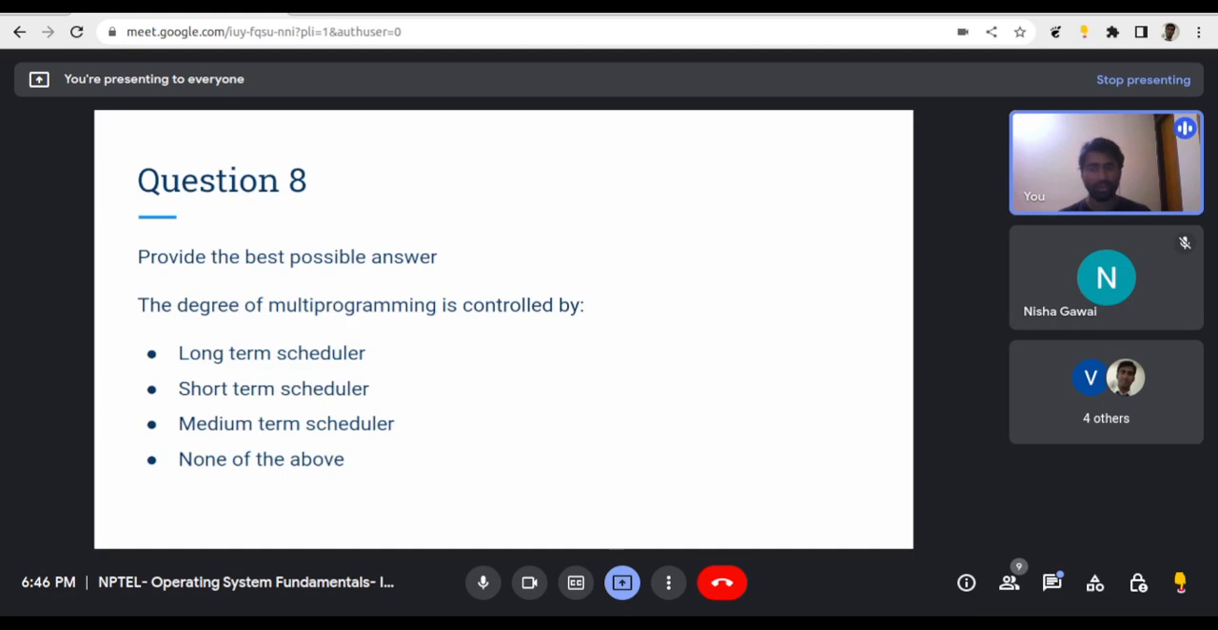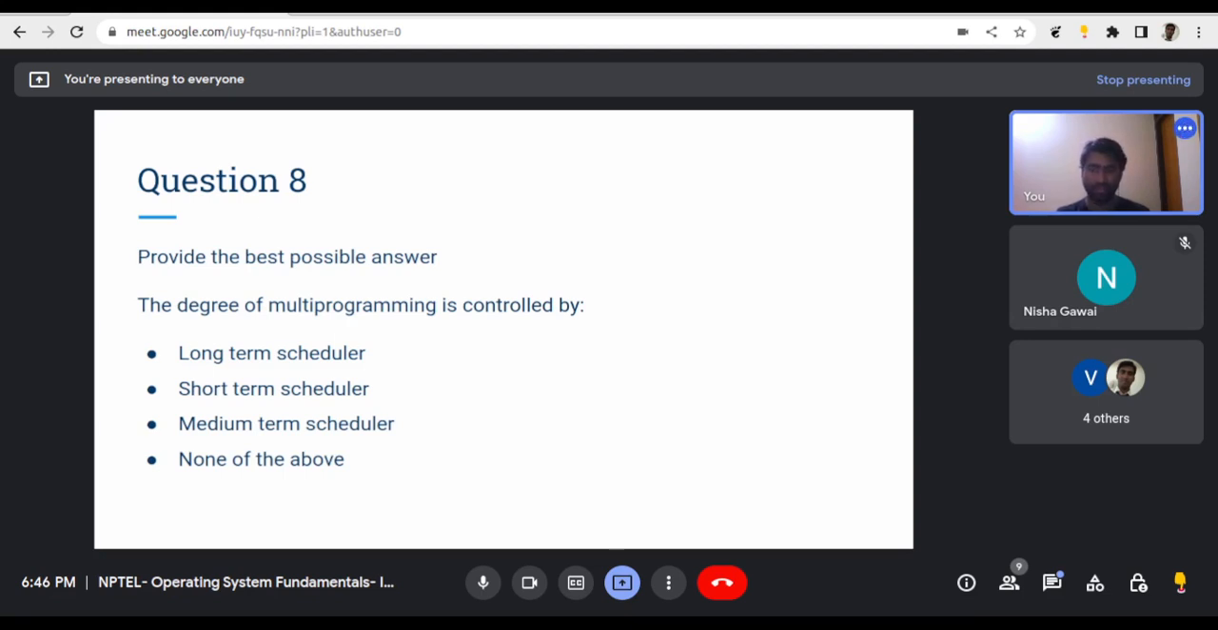The long-term scheduler comes into effect after very long intervals of time. That is why the long-term scheduler determines which processes will be moved from the job queue to the ready queue.